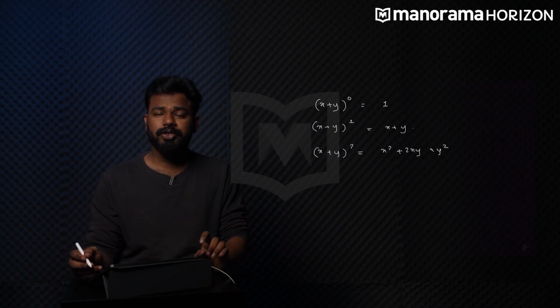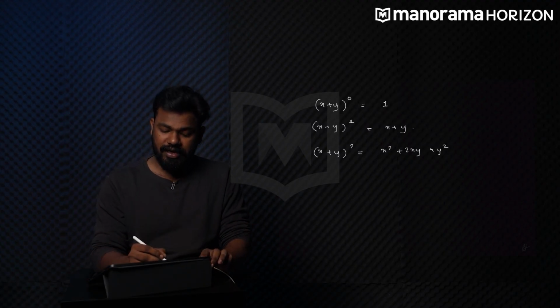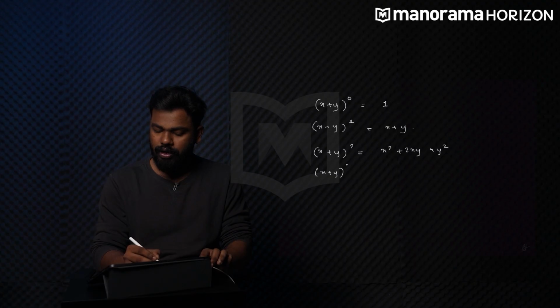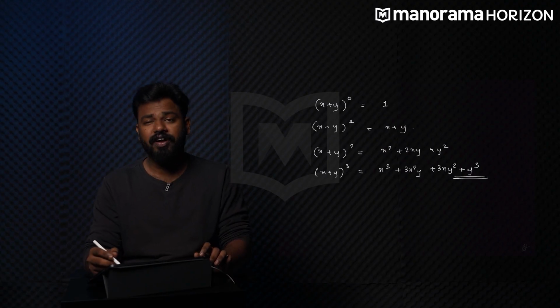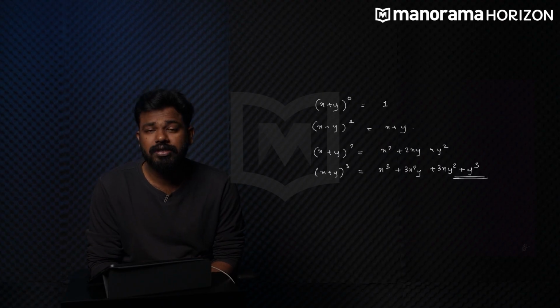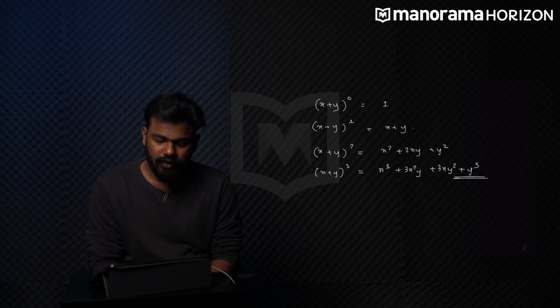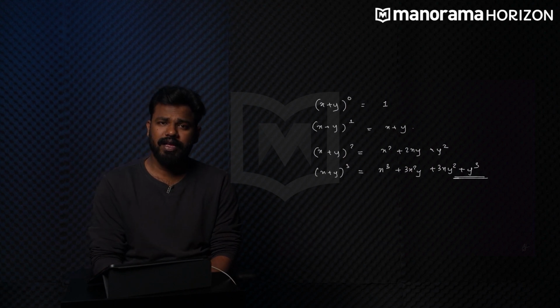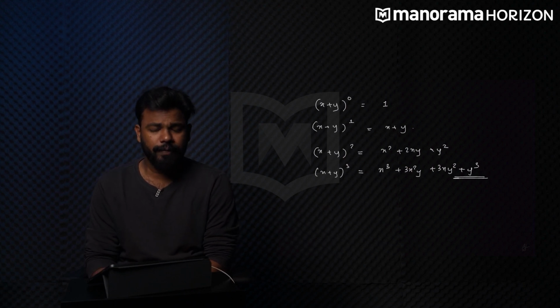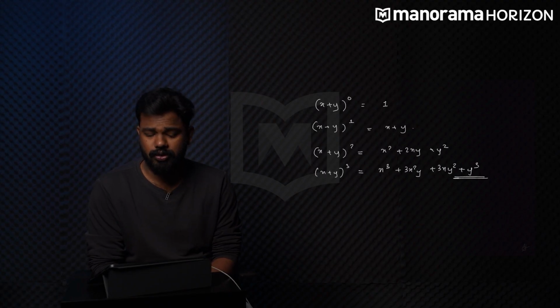These expressions we have studied in our previous classes. And x plus y the whole raised to 3 will be x cube plus 3x square y plus 3xy square plus y cube. So these are the different algebraic expressions we have here: a binomial, which we raised to the power 0 and got 1, raised to the power 1 and got x plus y, then 2, then 3, and so on.